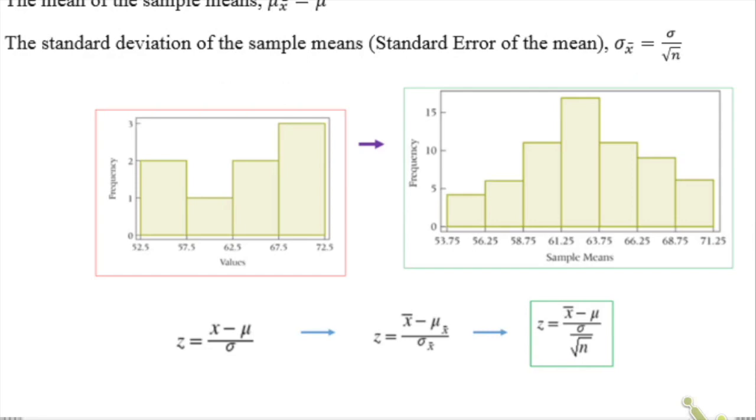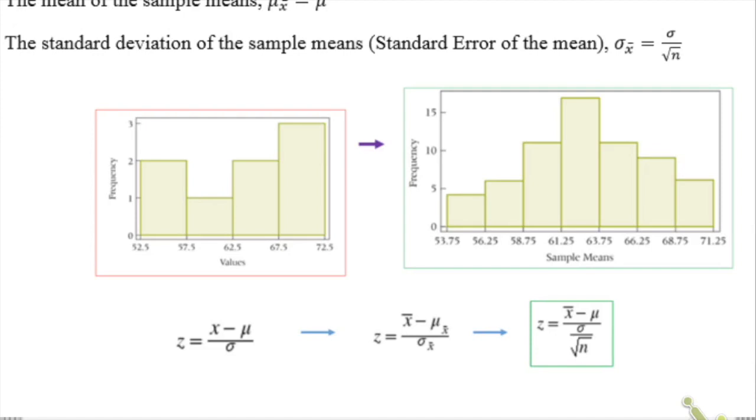Then the mean of the sample means. When you have all those sample means, the mean of means, the notation for that is mu sub x bar. And the mean of means is mu, the original mean for the original distribution that you have. And the standard deviation for the sample means, which is also called the standard error of the mean, is sigma sub x bar. That is sigma divided by the square root of n, where n is your sample size.